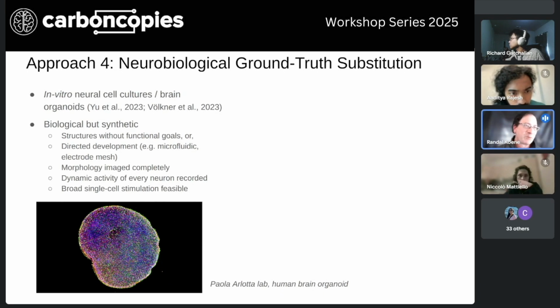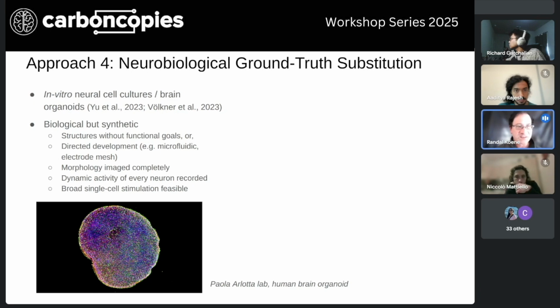Another way to explore scale separation and system identification in neural systems by means of ground truth substitutions is by using in vitro cell cultures or brain organoids. These biological but synthetic example systems may be allowed to develop structures without particular functional goals, or their development may be directed in a variety of manners, such as through the use of microfluidic devices or electrode meshes.